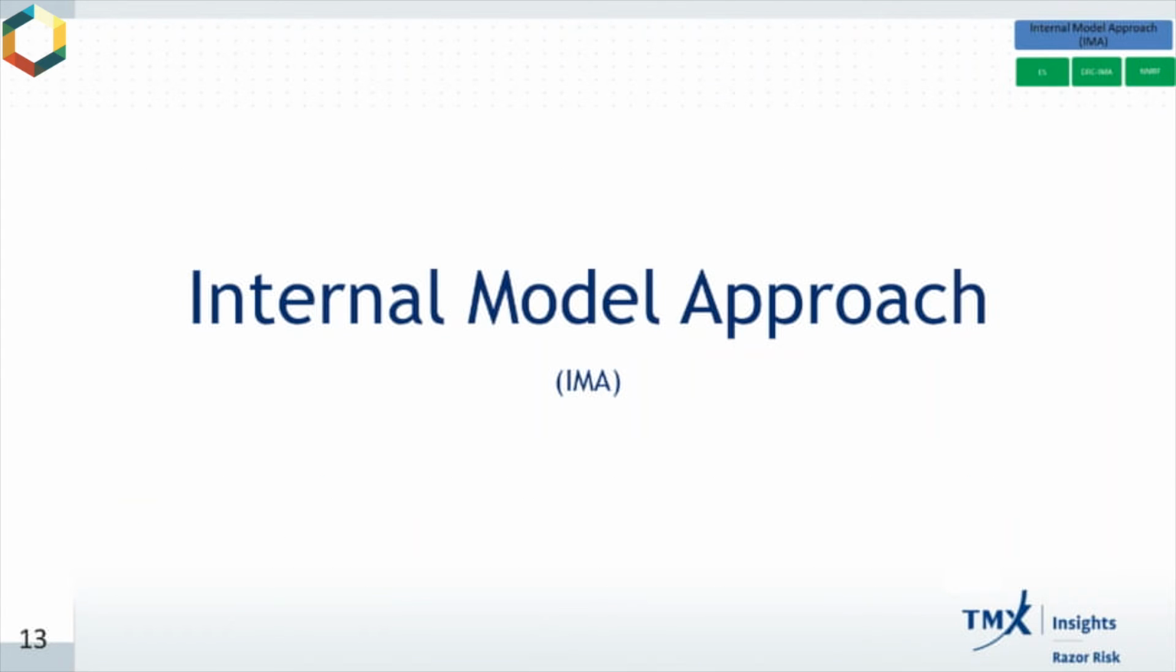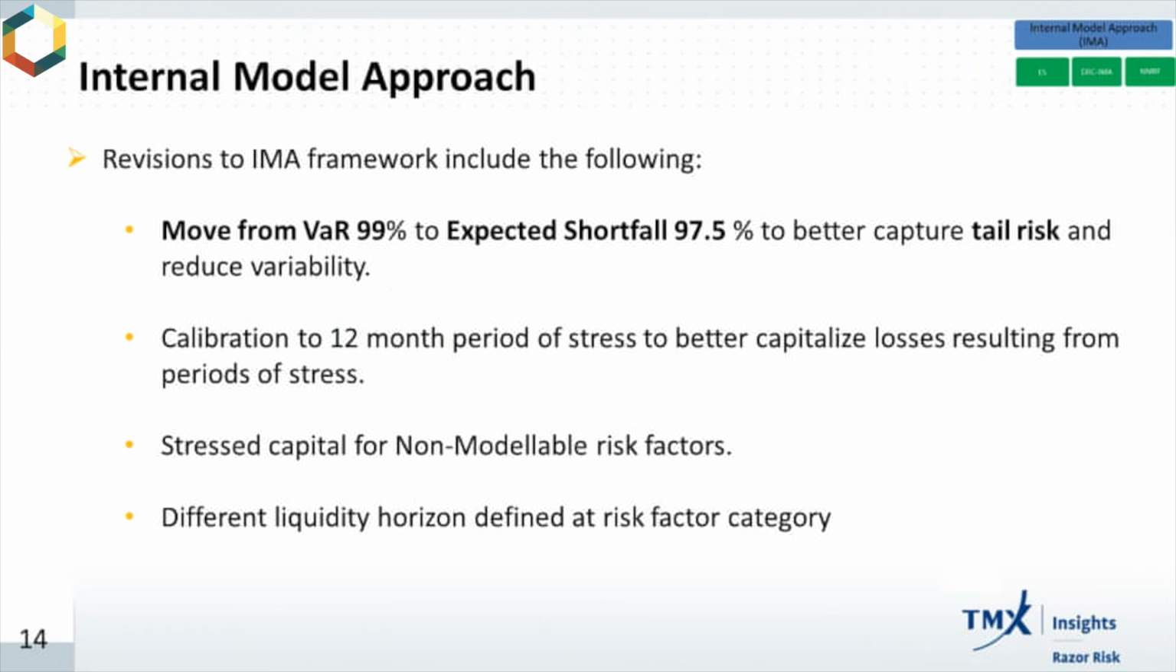And now let's talk about the internal model approach. The major revision to the IMA framework is moving from 99 percentile VAR to 97.5 percentile expected shortfall to better catch the tail risk. And the expected shortfall needs to be calibrated to a 12-month period of stress to better capitalize the loss from the stress period.